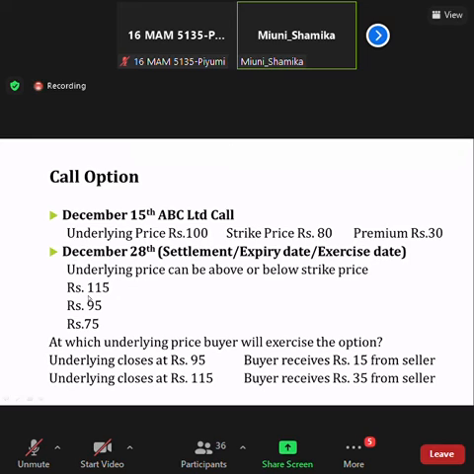So if the underlying price was 115, and if the underlying price was 95, and if the underlying price was 75, would you exercise the option or not? First, we'll go for the first option. If the underlying asset was 115, will you exercise this option or not? There's an option with a strike price of 80, premium 30, and the underlying price is 115. The market price is 115. So will you exercise this option or not?